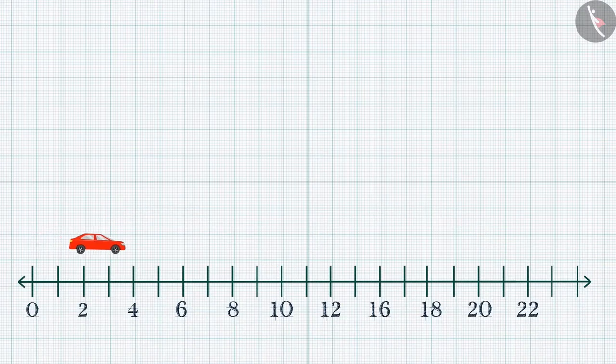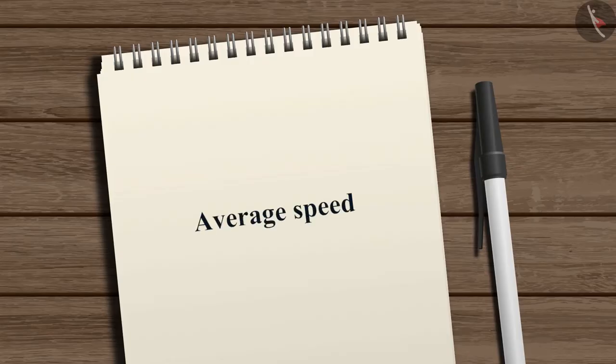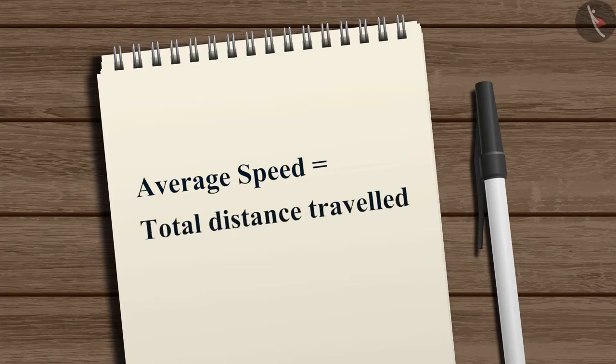In case of non-uniform motion, as the speed is varying for the given time interval, we describe the rate of motion of such objects in terms of their average speed. It is defined as the total distance traveled divided by the total time taken. If an object travels a distance s in time t, then its speed v is equal to s per t.